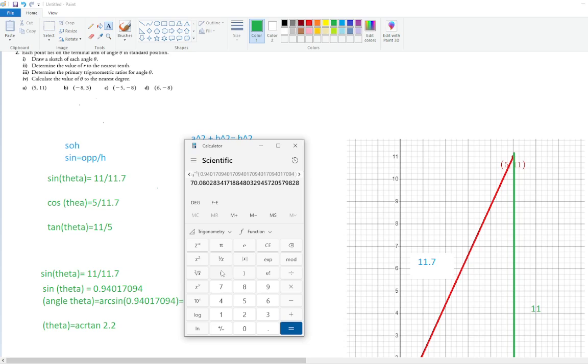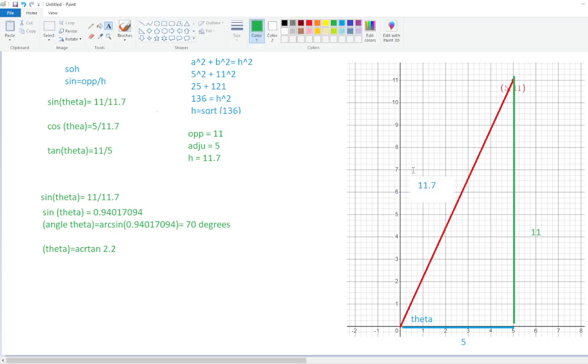So why is it giving me opposite over hypotenuse? It's 11 over that. Tan should still give me, oh, I did the wrong one. It's 11. No, I didn't. So let me do arctan. It's giving me the wrong one. So I'm wondering if I did the hypotenuse wrong. I probably did the hypotenuse wrong.